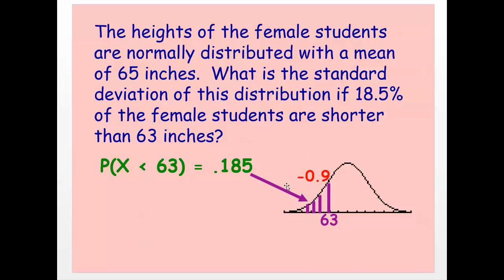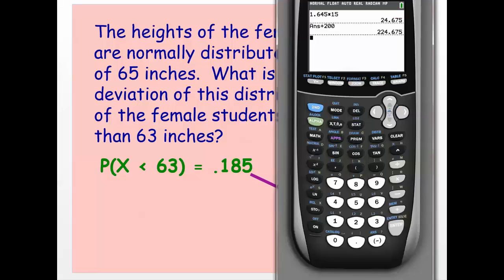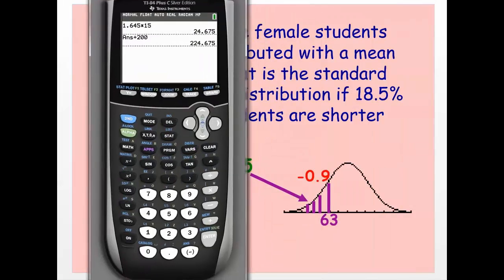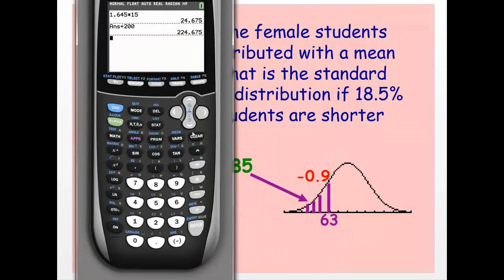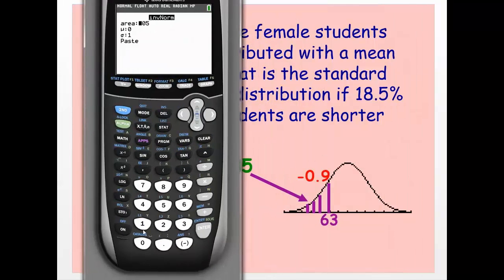and let's stop and talk about where we got 63 here, and I want anything less than it. I know the area being 0.185. So where did this negative 0.9 come from? Well, remember our calculator does z-scores in terms of less than. So that probability is 0.185. Let's go back to our inverse norm. And again, probability less than 0.185.